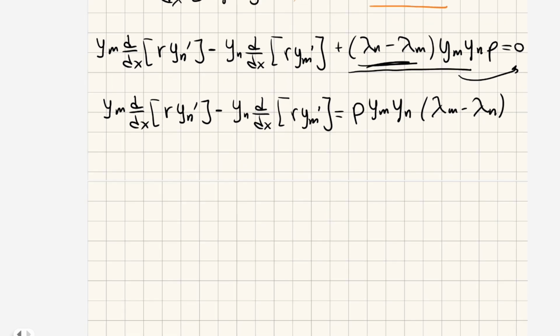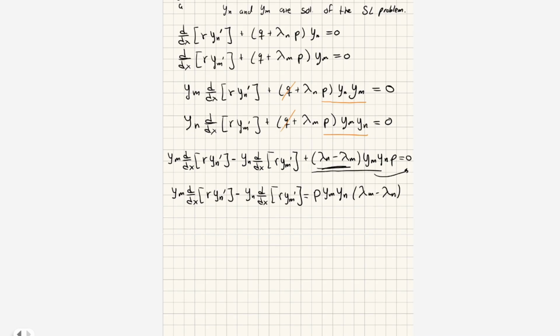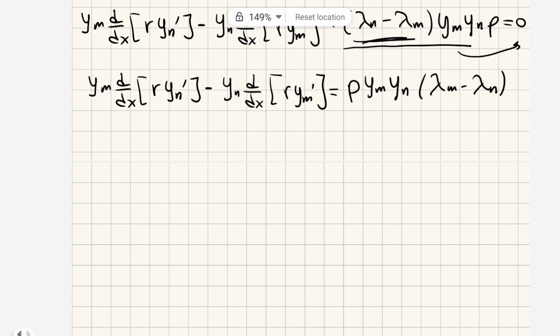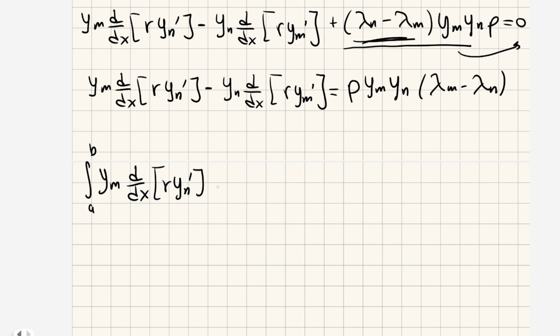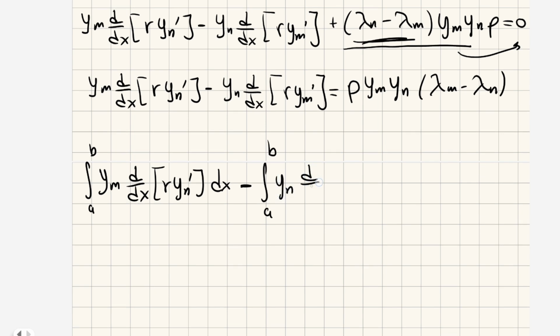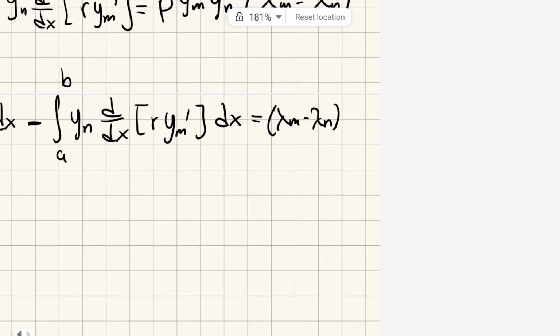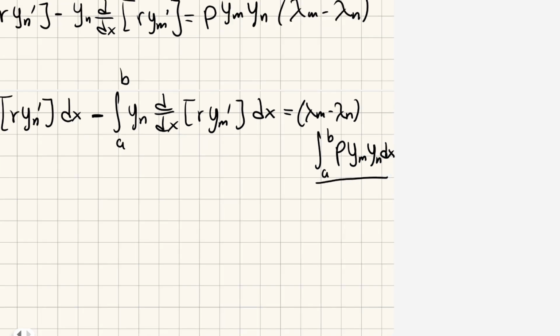So you can easily see that if we take the integral from a to b with respect to x, here we are going to construct that inner product that we desire. This one that I just wrote recently. So that means that we need to take that integral on both sides of the equation. So from this, we are going to get that the integral from a to b of ym, the derivative with respect to x of r yn prime dx, plus the integral, actually minus, right? The integral from a to b of yn, the derivative with respect to x of r ym prime dx, is going to be lambda m minus lambda n, and then times the integral from a to b of p ym yn dx, which is again the inner product that we wanted.